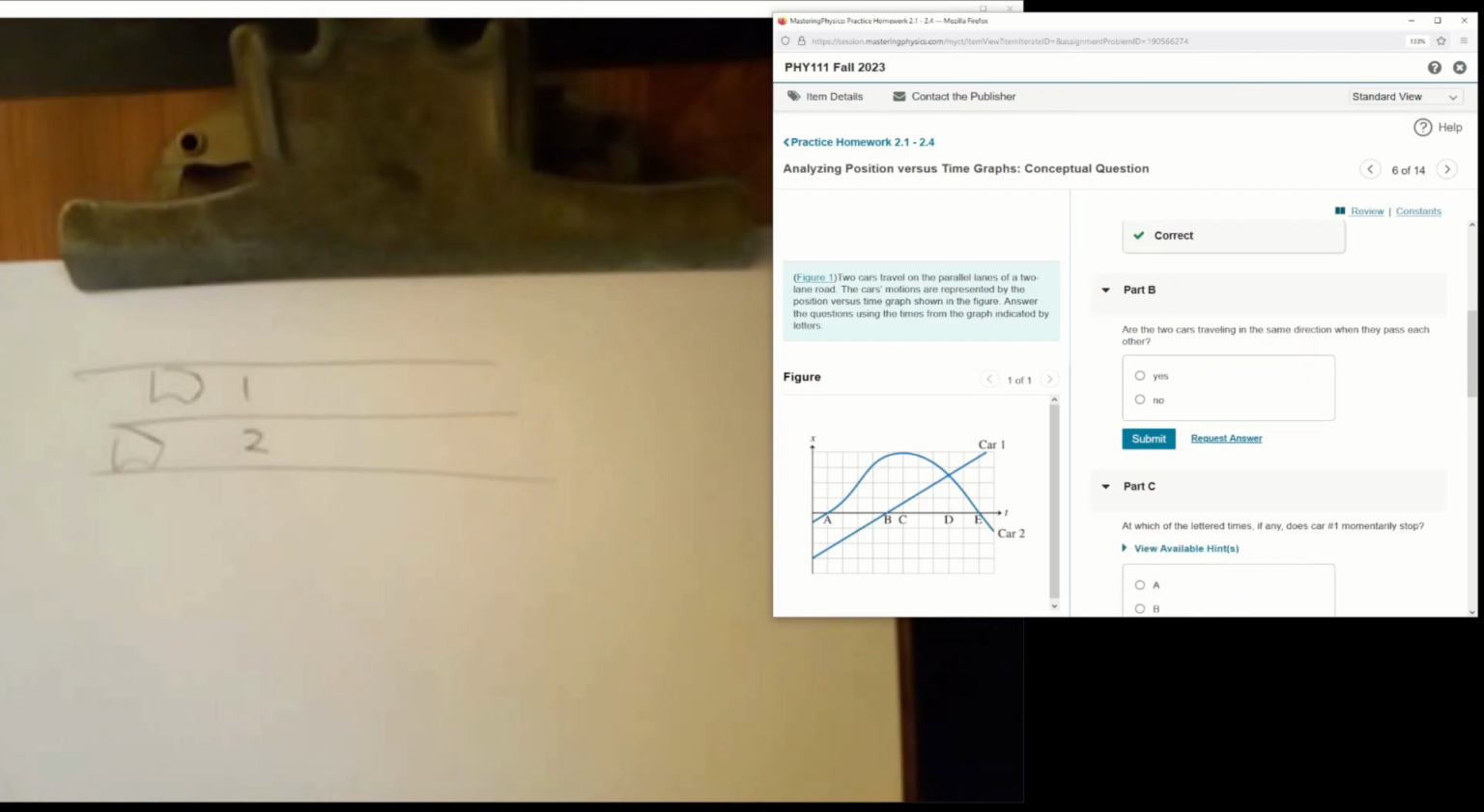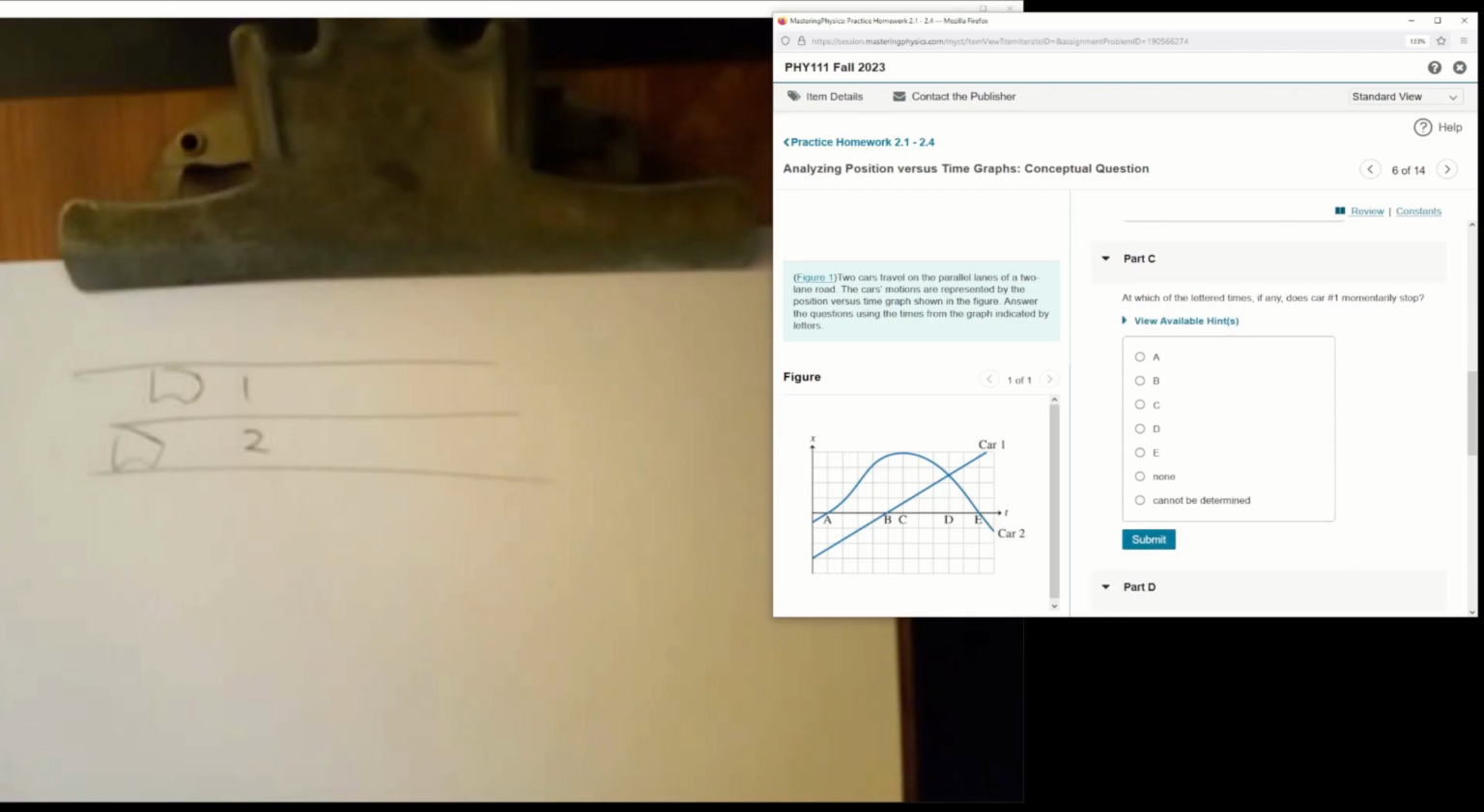So next one, are the two cars traveling in the same direction when they pass? So again, car 1 is just going away from us forever. It just keeps going up the line. But car 2 goes away from us, stops, and then starts coming back towards us. And at this time E, it's at position 0. So they're actually going opposite directions at this point. And so they are not traveling in the same direction.